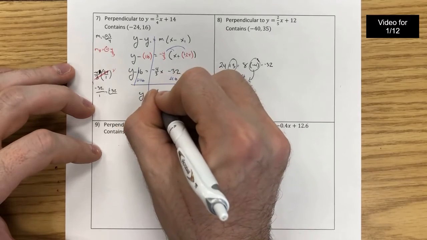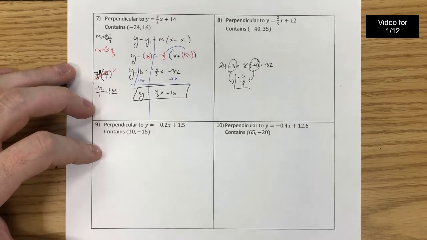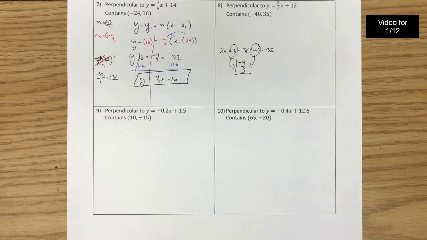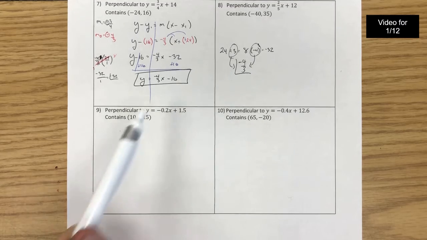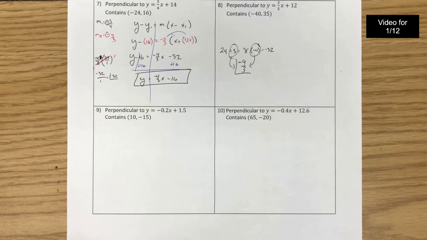Y is equal to -4/3 x minus 16. Perfect. And the last one, having a decimal, is what could be the most difficult. So take a second and see how we would find a perpendicular slope to -2/10 or -0.2. Think about how we do that. Unpause the video when you're done. See what our solution was.